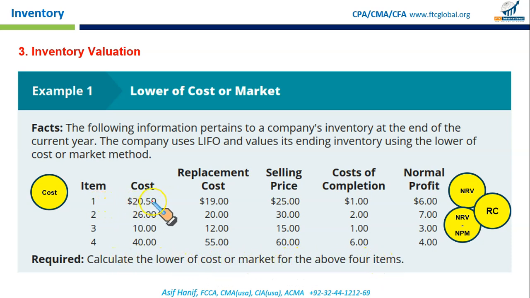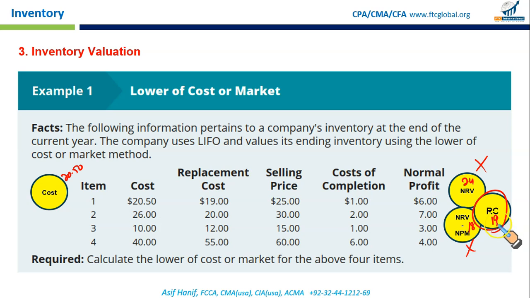Let us first consider item 1. The cost is 20.5. NRV, selling price minus cost of completion, 25 less 1, is 24. Replacement cost is given as 19. And NRV minus normal profit margin, that is 24 less 6, is 18. So we take the mid number, neither too high nor too low, the number in between. This is the ceiling, this is the floor. And replacement cost happens to fall within this, so we take this one.